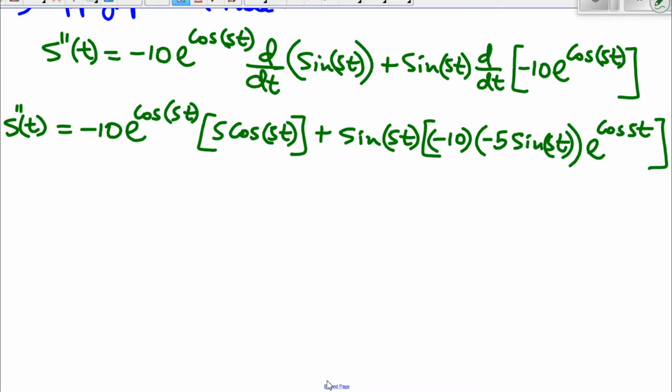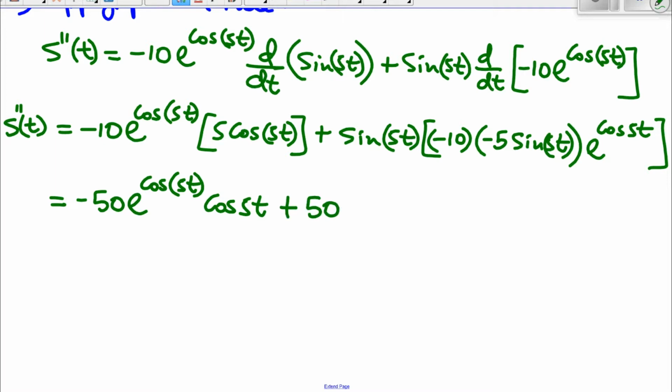Okay, so we need to put these results together. So on the left, I'll have negative 50 e to power cos 5t, and then it will be cos 5t, plus 50 multiplied by 10, negative, negative, positive, and e to the power of cos 5t. But then I have sine 5t and sine 5t, so that will be sine 5t squared.